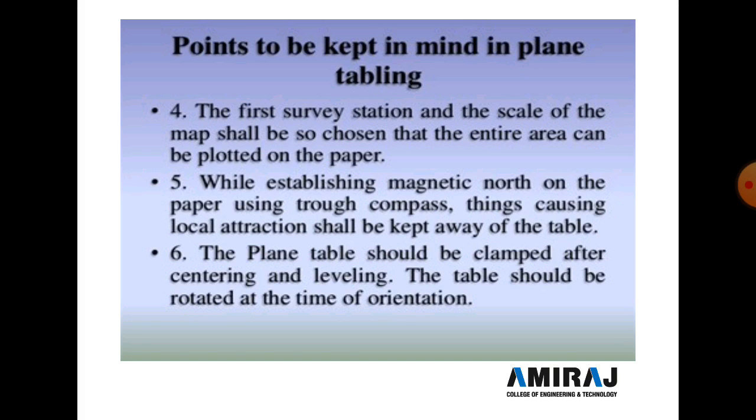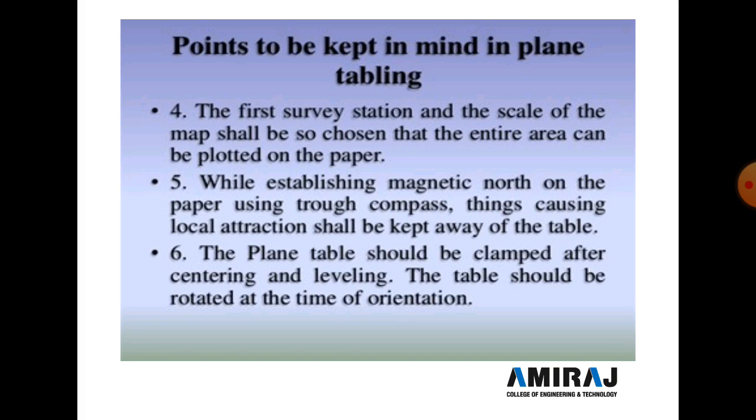And while establishing the magnetic north on the paper using the compass, things that cause local attraction shall be kept away from the table. So local attraction affects the north direction. We use the magnetic needle for marking the north direction, but if in a nearby area there is any iron pole or any magnetic field, the north direction is not marked perfectly on the paper, because the magnetic needle moves in the compass.